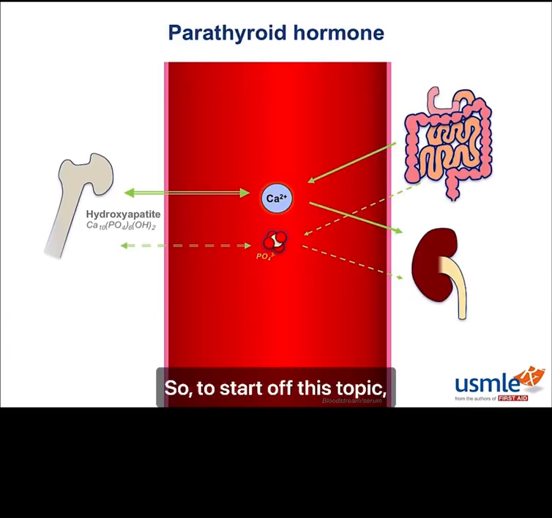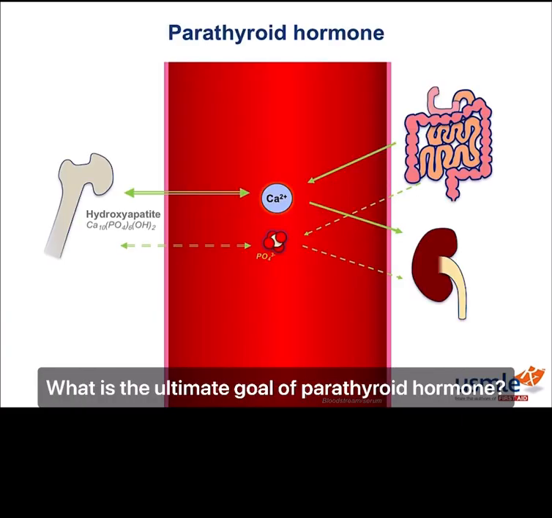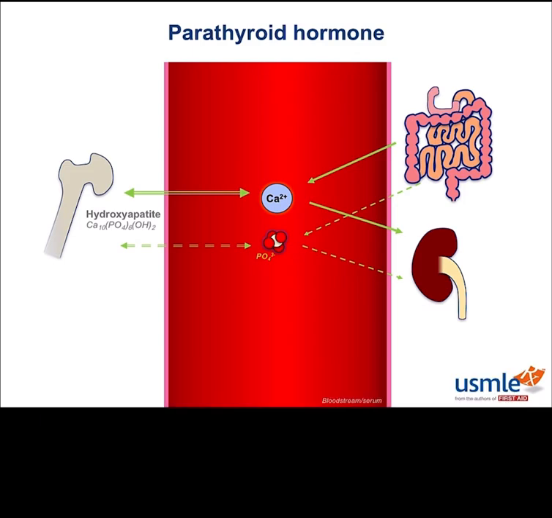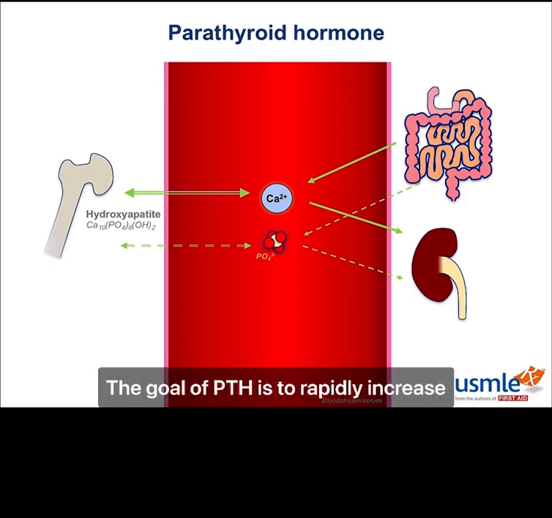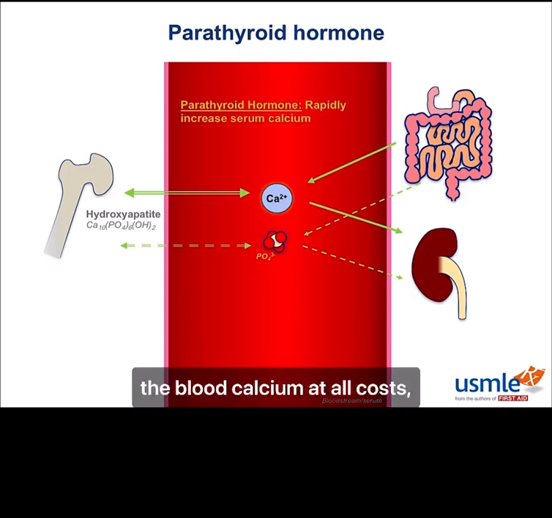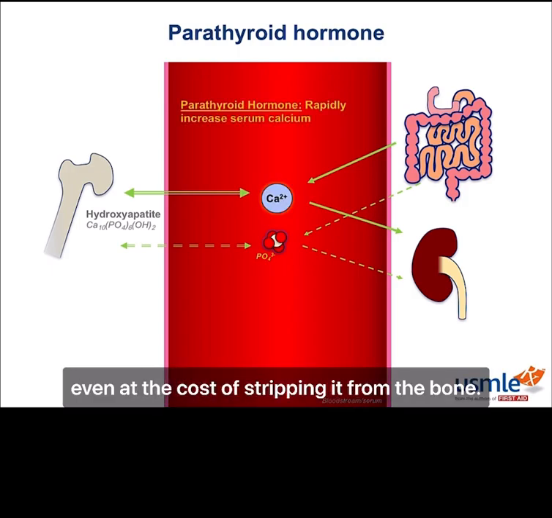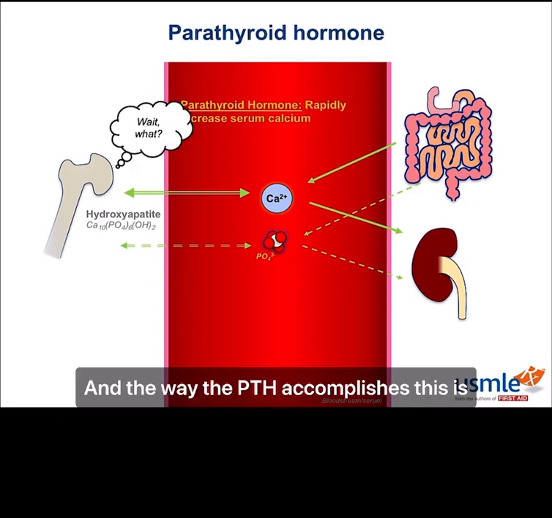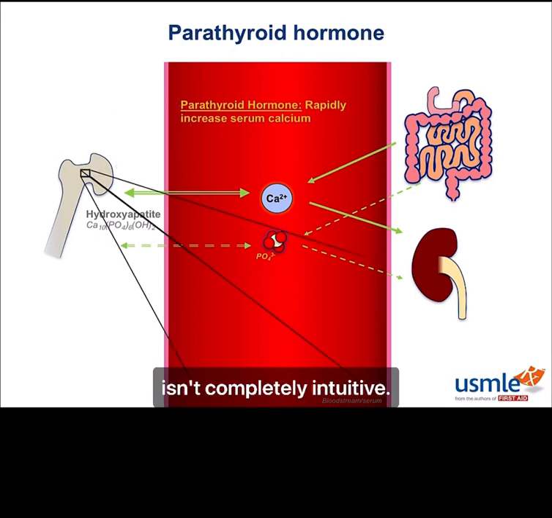So to start off this topic, it's helpful to refresh this concept. What is the ultimate goal of parathyroid hormone? The goal of PTH is to rapidly increase the blood calcium at all costs, even at the cost of stripping it from the bone. And the way that PTH accomplishes this isn't completely intuitive.